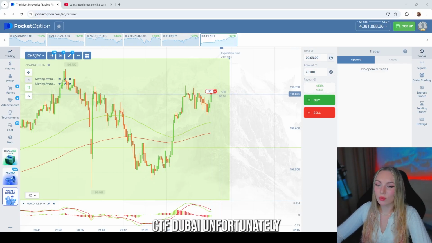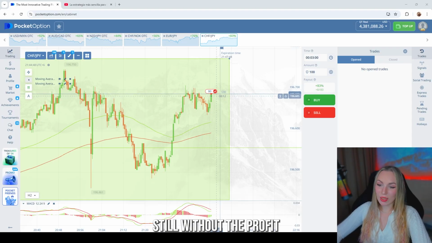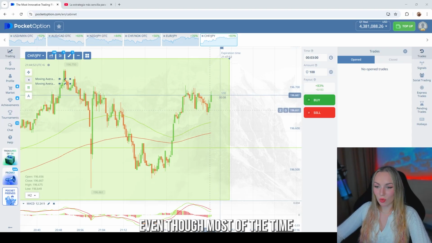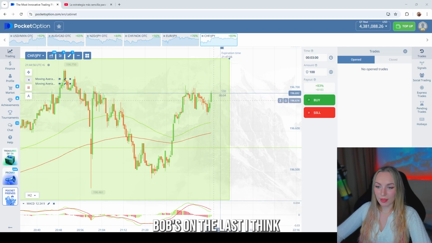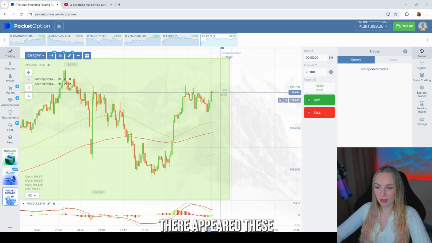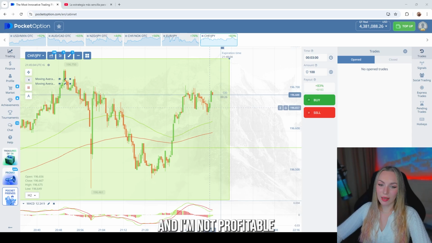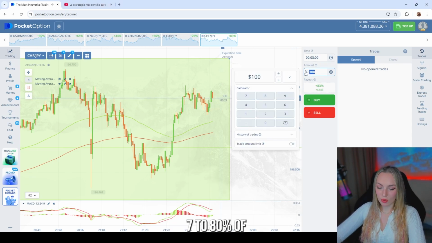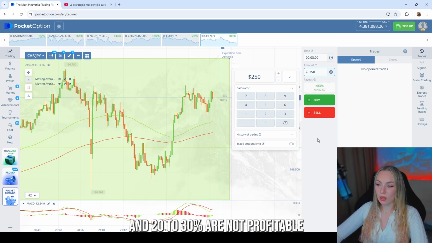CHF JPY unfortunately closed without the profit. We got into the correction, even though most of the time I was profitable, but on the last, I think 30 seconds, there appeared these two big green lines, and I'm not profitable with this one unfortunately, but it's fine. 70-80% of the trades are profitable and 20-30% are not profitable.